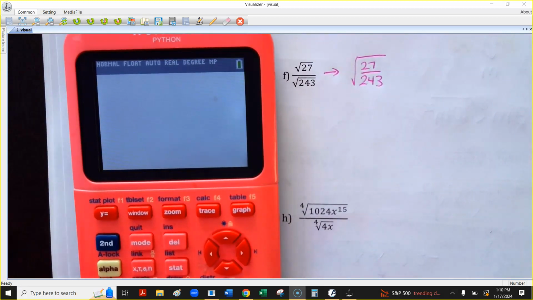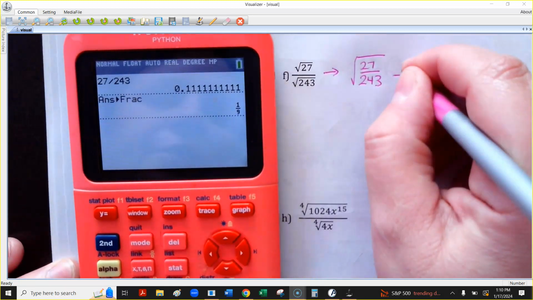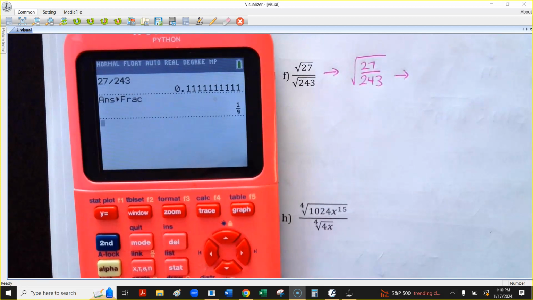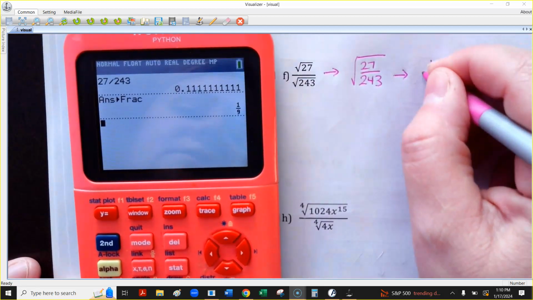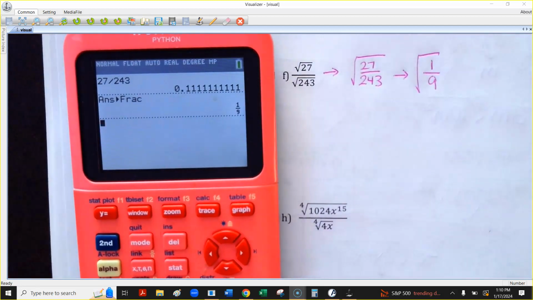So I'm just going to use my calculator to do that because I'm trying to save some time. So just do 27 over 243, hit equals, and then if you hit that math, enter, enter, it'll convert it for you. So I'm not taking a square root, I just reduced that fraction. This is really the square root of 1/9.